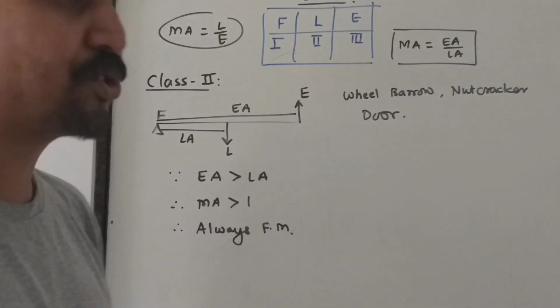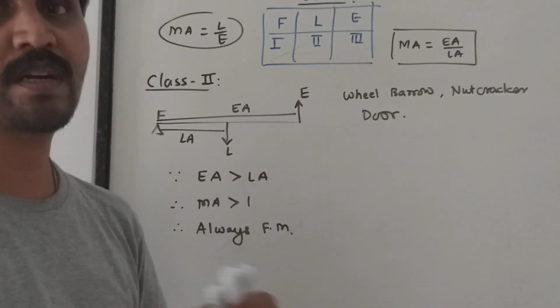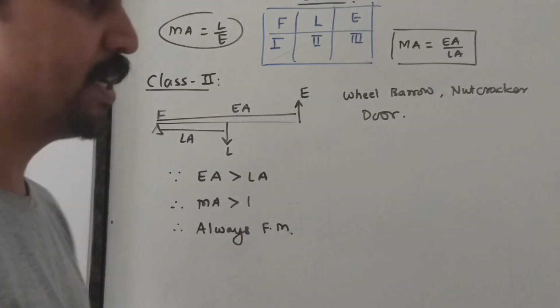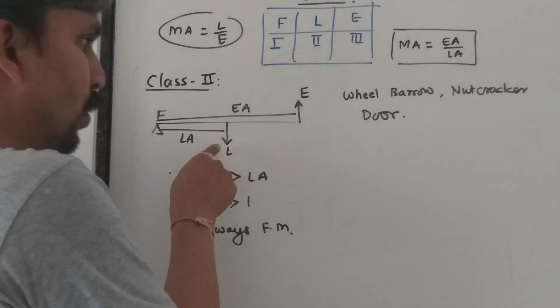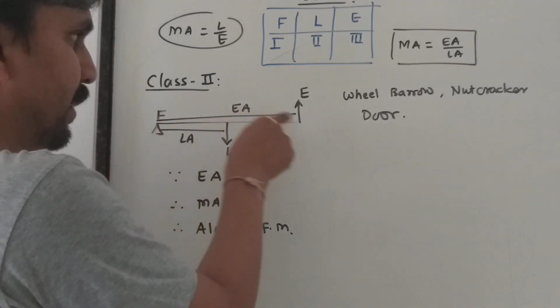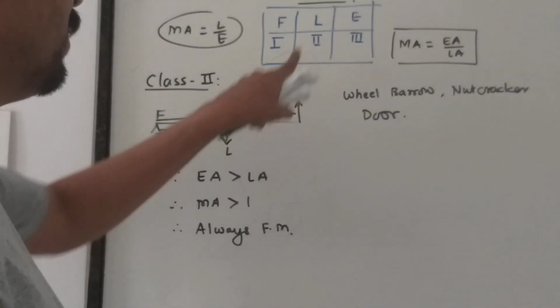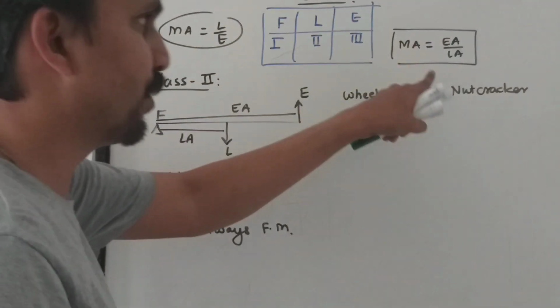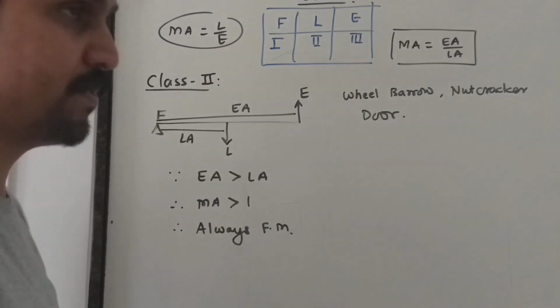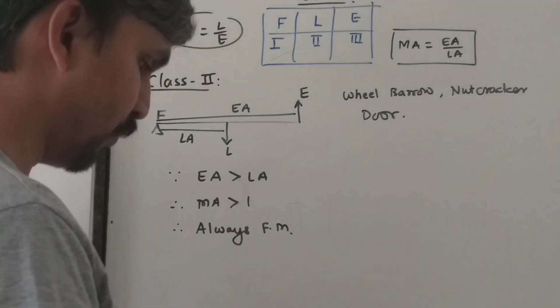So they can ask a question: why are class 2 levers always force multipliers? Here you can write: in class 2 lever your load is in between that of fulcrum and effort. So your effort arm is greater than load arm, and your MA is the ratio of effort arm upon load arm, therefore MA is greater than 1, therefore it is always a force multiplier.